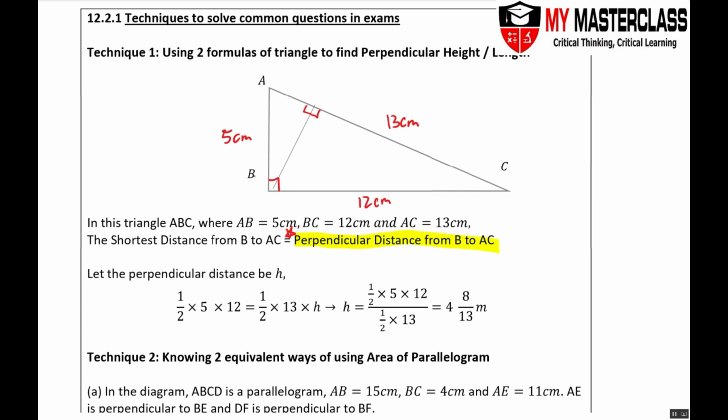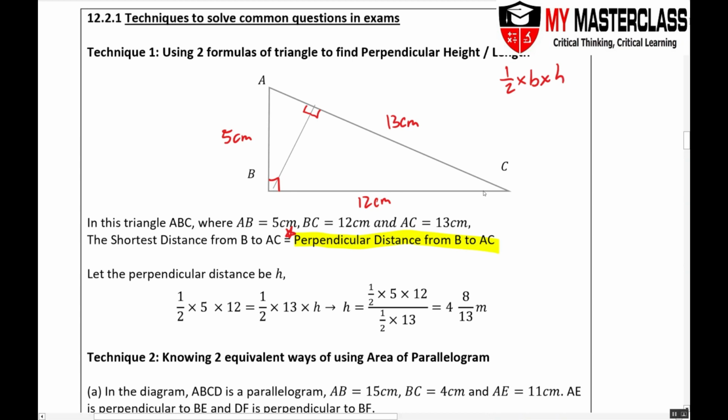So essentially, what do they mean by using two formulas of triangle? I'm using your formula for area of triangle where I have two methods. My first method, look at your right angle here. Essentially, your area of triangle is half times base times height, right? So I have half times the base of 12 times the perpendicular height of 5, which is what you have here. Half times 5 times 12, which is the area of this triangle.